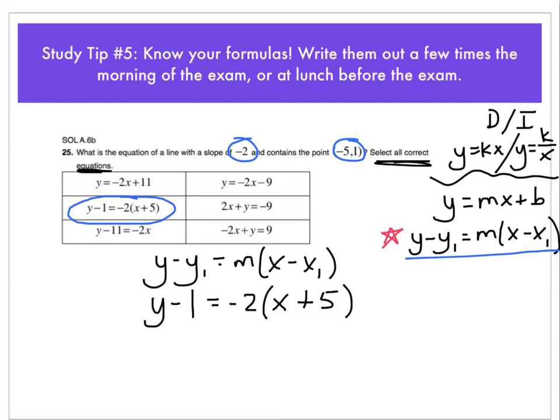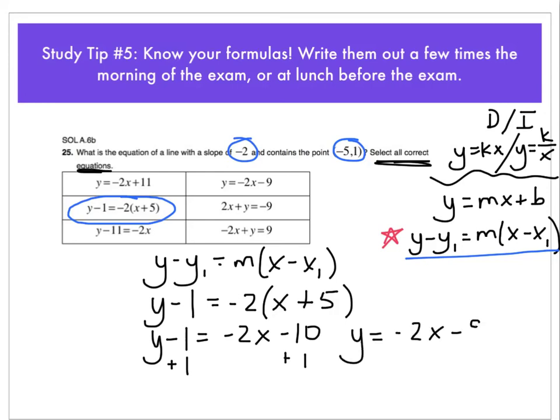Let's take this and solve it for y. So I'm going to distribute -2x minus 10, and I'm going to add 1. So y equals -2x minus 9. Now that, again, we have -2x minus 9. So I now know that if y equals -2x minus 9 is the correct equation, it's not this one. And I can also tell that if I was just to subtract 11 from each side on this one, I would get this one, so this can't be right either.